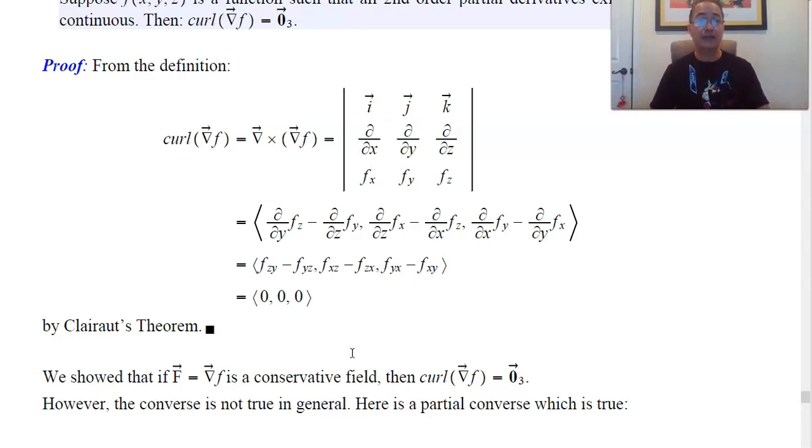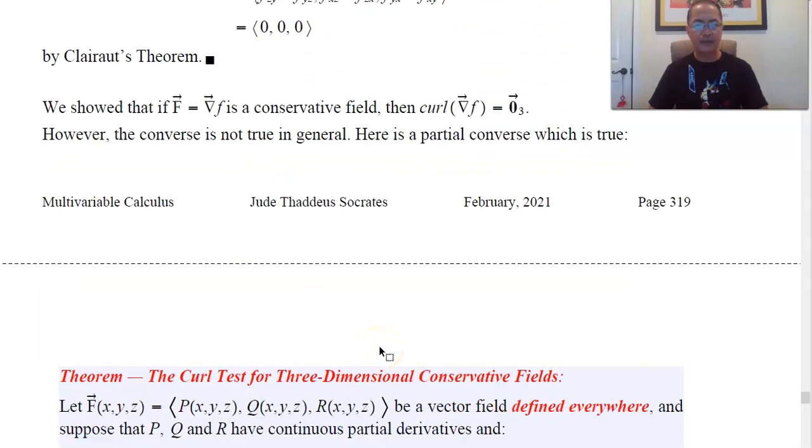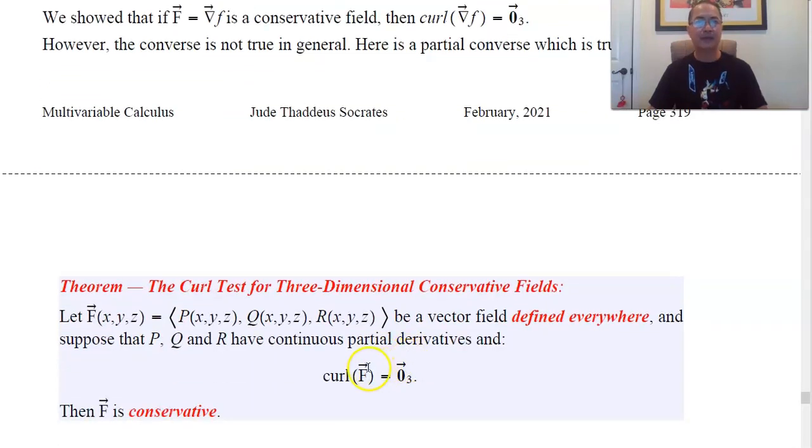Unfortunately, the converse of this is not true in general. But there is a nice partial converse, and it works for vector fields which are defined everywhere. So if someone gave you a vector field so that when you computed the curl of that vector field, you got the 0 vector, and that field is defined everywhere, then that function has to be conservative. Remember though, when we did the fundamental theorem for contour integrals, and that is where we encountered conservative fields, we said, if you believe that this is a conservative field, try to look for a potential.